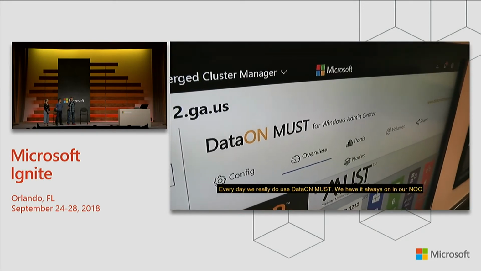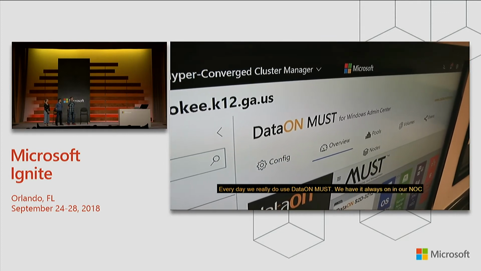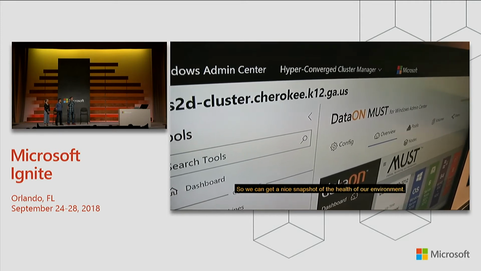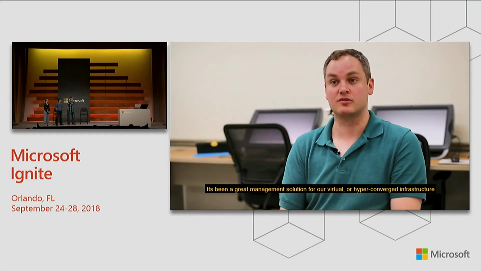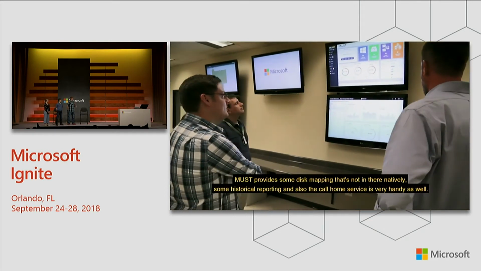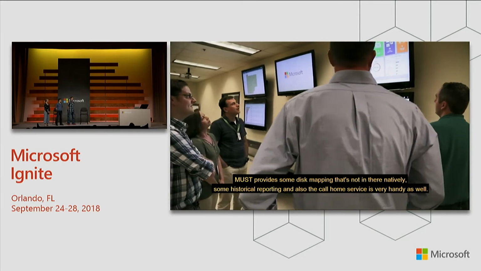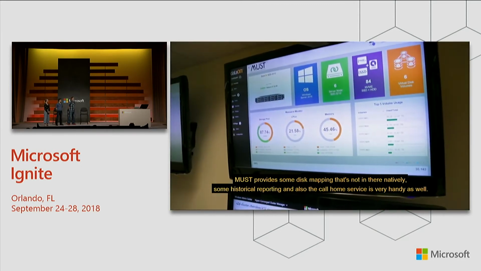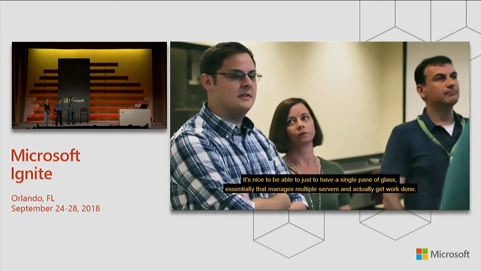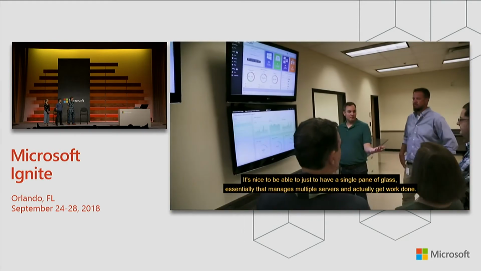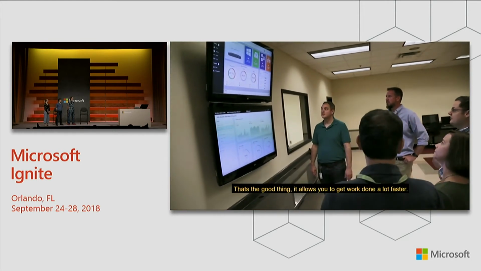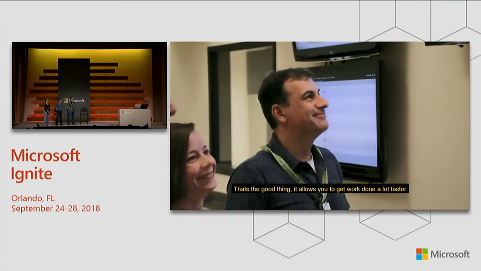Every day we really do use DataON MUST. We have it always on in our NOC, so we can get a nice snapshot of the health of our environment. It's been a great management solution for our virtual or hyperconverged infrastructure. MUST provides some disk mapping that's not in there natively, some historical reporting, and also the call home service is very handy as well. It's nice to be able to just have a single pane of glass essentially to manage multiple servers and actually get work done. That's the good thing. It allows you to get work done a lot faster.